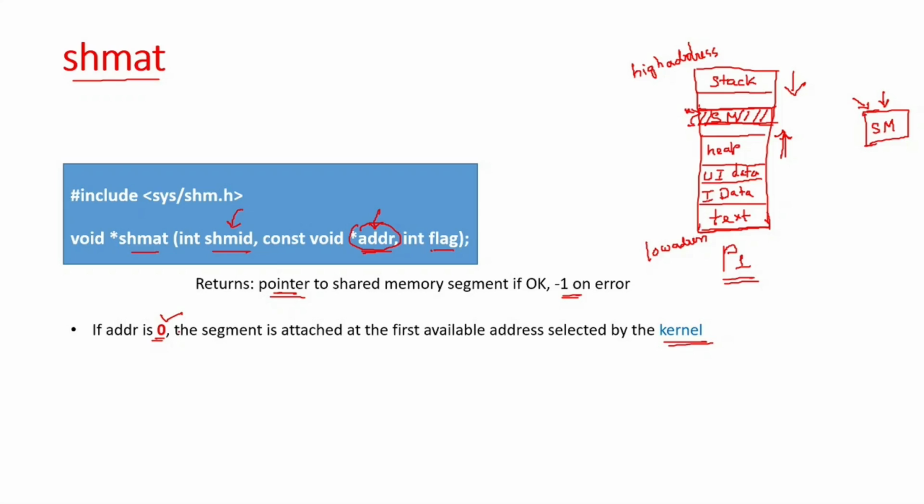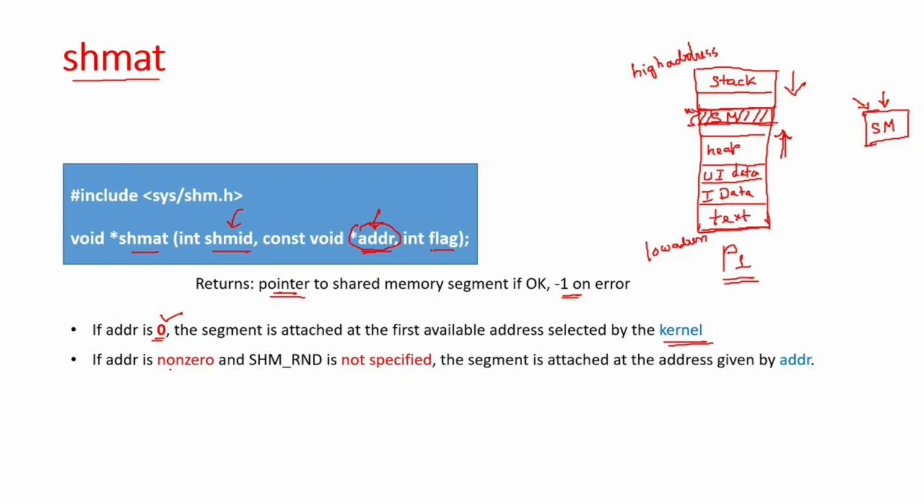What if the address is non-zero? If the address is non-zero, then it depends on another flag value, whether it is specified or not. SHM RND stands for round, and as the name suggests, this is used for rounding the address. If it is not specified and the address is non-zero, then the segment is attached at the address given by addr.